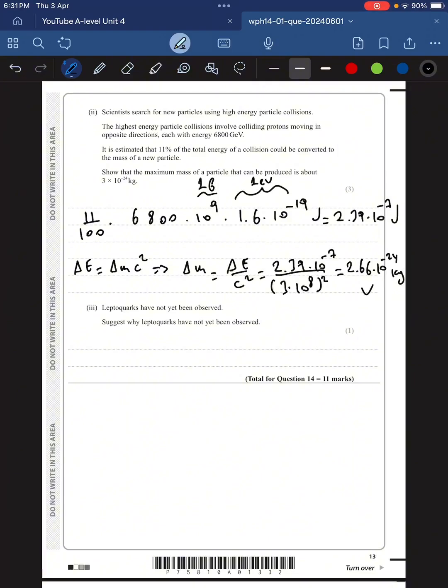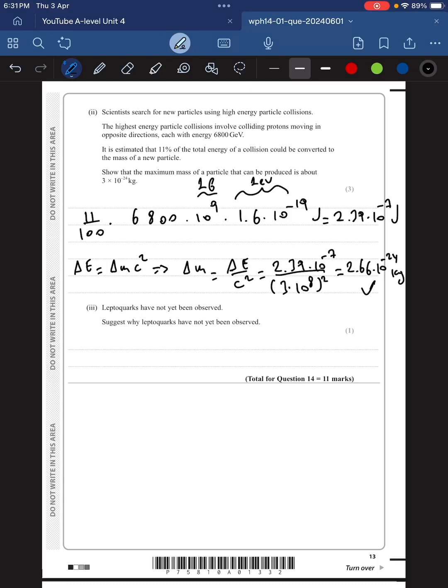Okay, so this works. Now, leptoquarks have not yet been observed. This is the thing with particle physics, guys. To give you a personal perspective, I always loved particle physics, but there are so many crazy theories proposed that were never verified by experiments. So that's that. Okay, so let's move on.